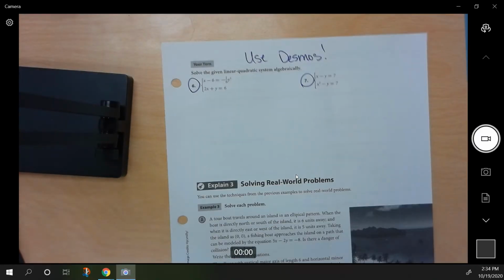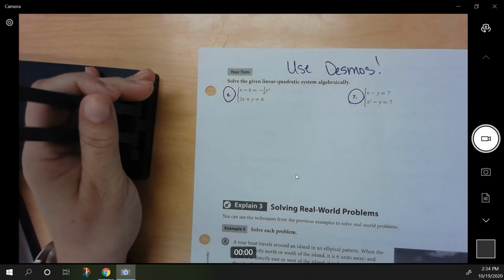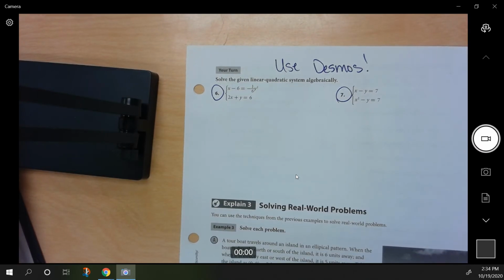Okay, so again, 2 more problems to practice with Desmos. And what are the solutions to these two?